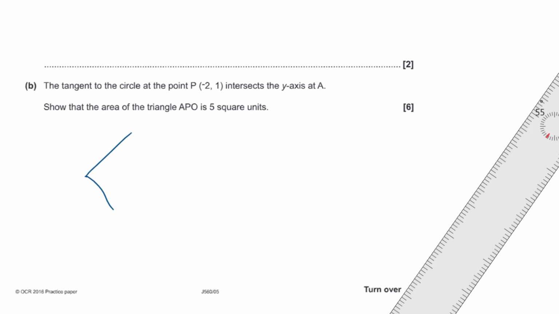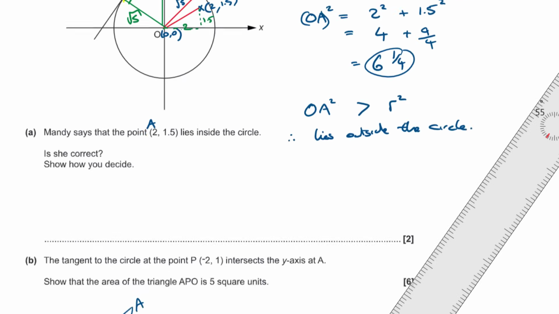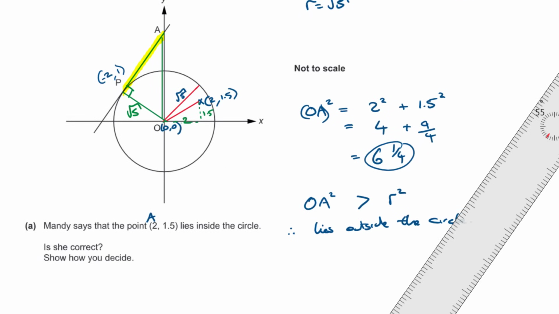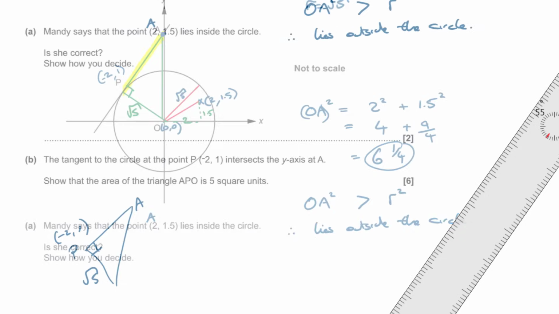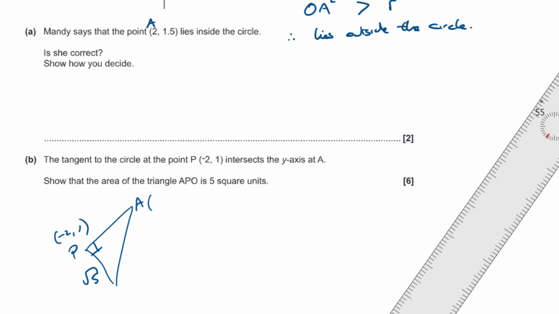So we've got this, got a right angle here, that's root 5, that's P, that's A, that is (-2, 1). What's the coordinate of A? We just need the coordinates of A then, don't we? Do we know what that point there is? Well, we know that the x coordinate is 0. We don't know the y coordinate yet though, do we? Now can we find that?